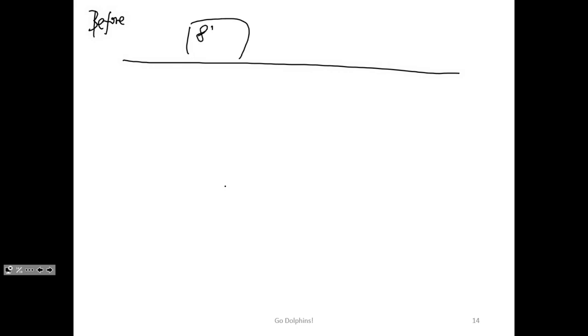So let's first sketch the situation. We have, before the collision, the 8 kilogram object moving 4 meters per second, and we call this one MA, VA1.